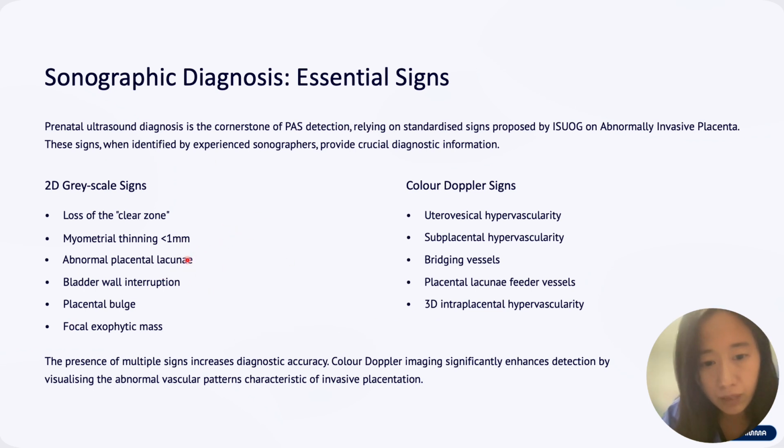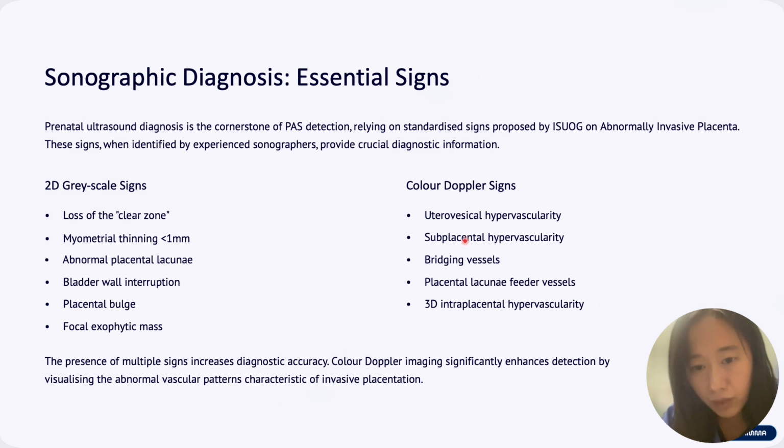Is it lacunae? Is it non-compressible? Is there a little feeder vessel into the lacunae? And then is there anything inside or outside? Is it getting interrupted into the bladder wall? Is the bright serosa bladder interface gone and the bladder wall interrupted? Or is the whole placenta barging outside, an exophytic mass?